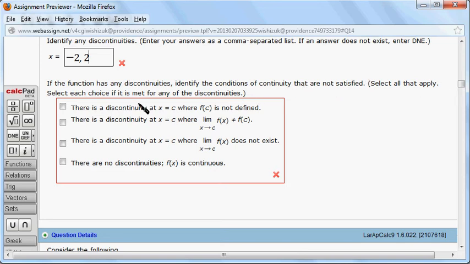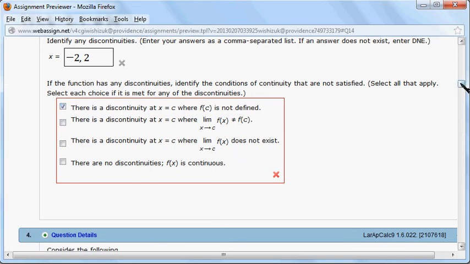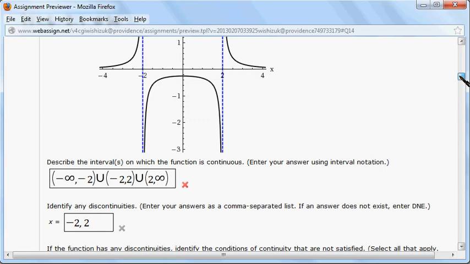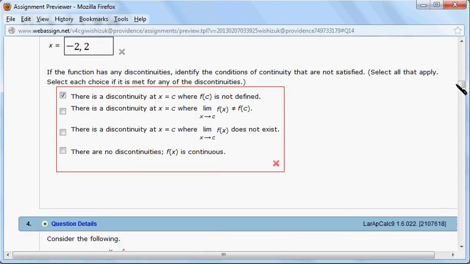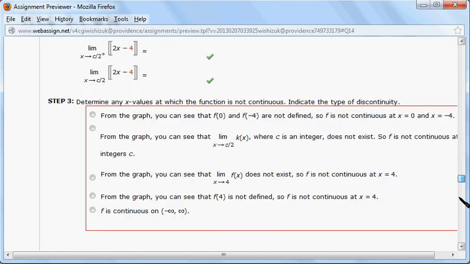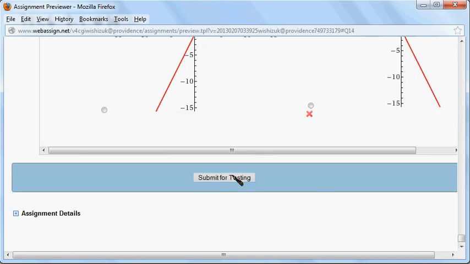Okay, so you can see that it says discontinuity at the c where c is not defined. So that's that, because you have a vertical asymptote there, so it's not defined. There is a discontinuity at the c where the limit is not, so that applies too, because this is not even defined. Limit does not exist. That's right. And so those three apply, right? So let's double check. Submit for testing.